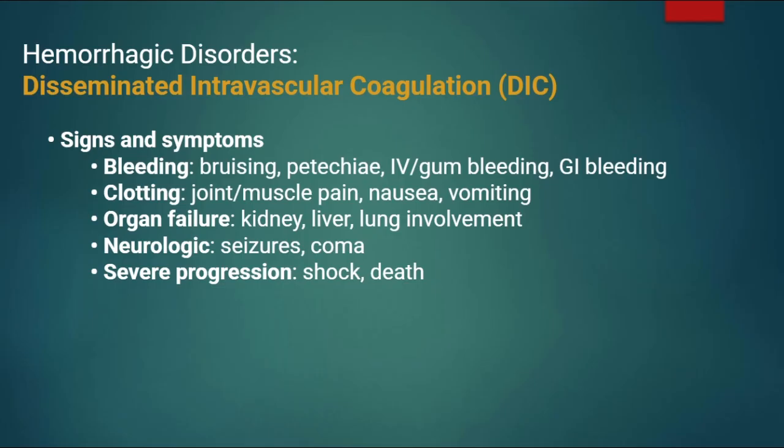As the condition progresses, patients may go into organ system failure because the small blood clots cut off oxygen and nutrients to vital organs like the kidneys, lungs, or liver. In severe cases, patients may develop seizures from lack of oxygen to the brain, and if not treated quickly, they may progress to shock and coma. Unfortunately, if DIC cannot be controlled, it can lead to death. As nurses, it is critical to recognize early bleeding and clotting signs so the healthcare team can intervene promptly. DIC is a medical emergency and outcomes depend heavily on fast recognition and treatment.